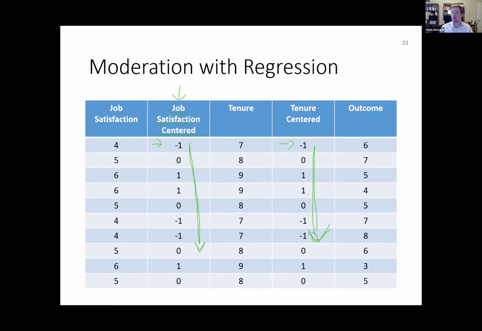But you're correct. In Jamovi, you don't even have to create these mean-centered variables. In Jamovi, you don't even have to create these new columns. Jamovi will do that for you using the moderation buttons. So good question. Very good question.